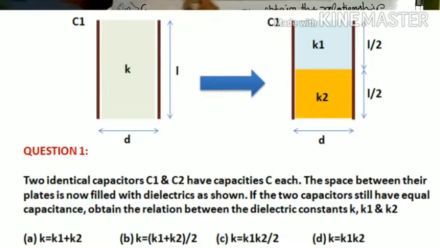Let us say this is C1 and this is C2. C1 is filled with one dielectric of dielectric constant K, and C2, as shown in the picture, has its upper half filled with one dielectric of dielectric constant K1, and the lower half filled with one dielectric of dielectric constant K2.